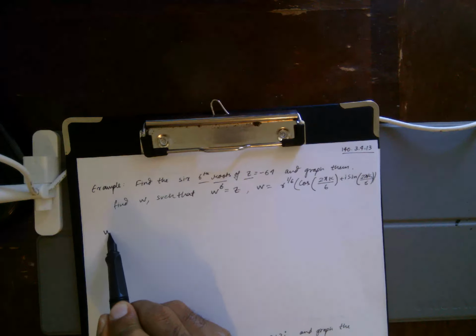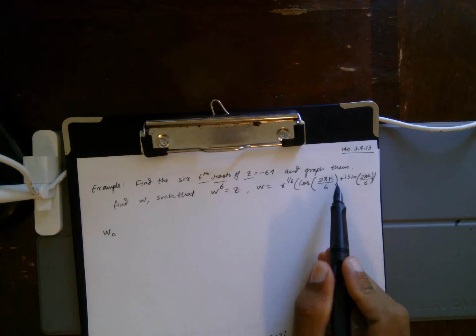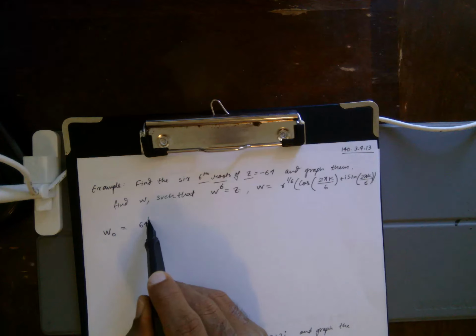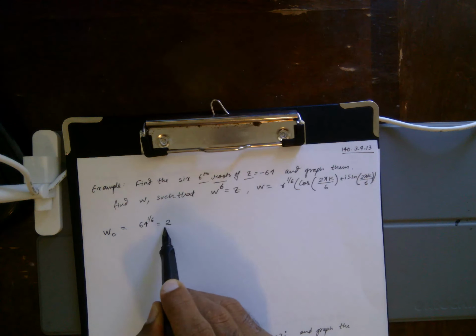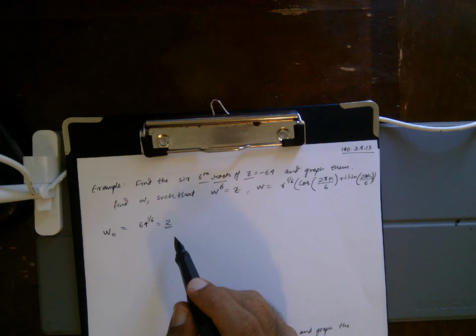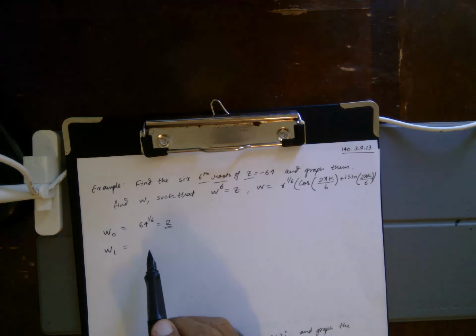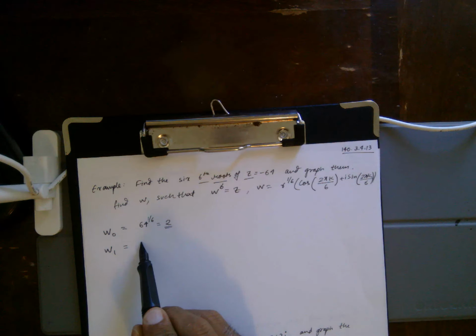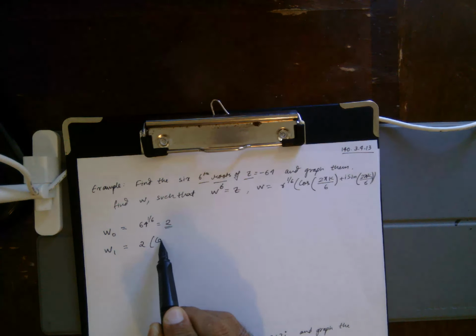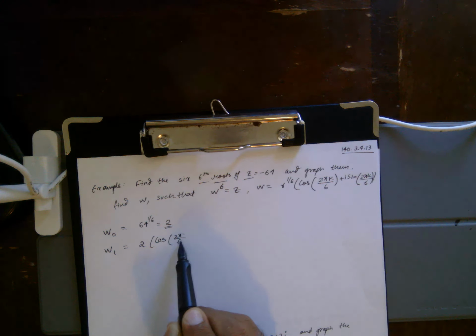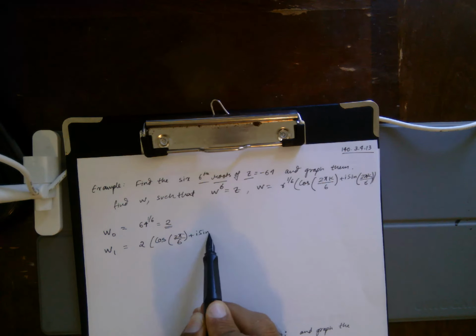So let's write them down, different values. I'm calling this w0 when k is 0. So when k is 0, this is 64 to the 1/6, which is 2. That's the regular root that we know of. W1 is going to be 2, but cosine 2 pi over 6 plus i sine 2 pi over 6.